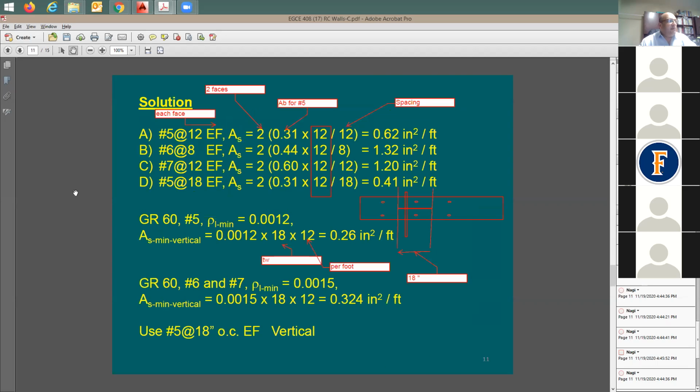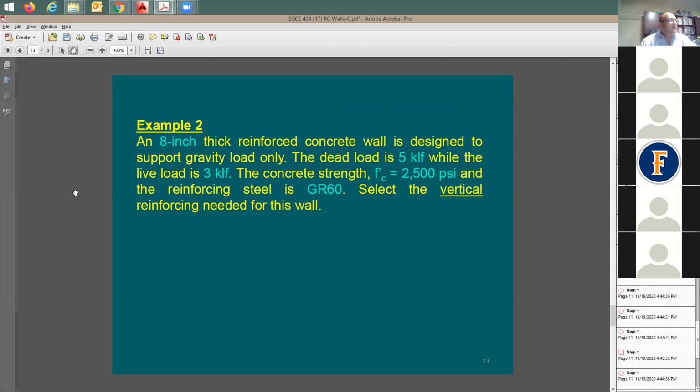All right, now I'm done with the first example. I'm going to be looking here at the second example. It says 8-inch thick reinforced concrete wall. Dead load is 5 kip per foot. What's a kip per linear foot, meaning here's the wall, right?